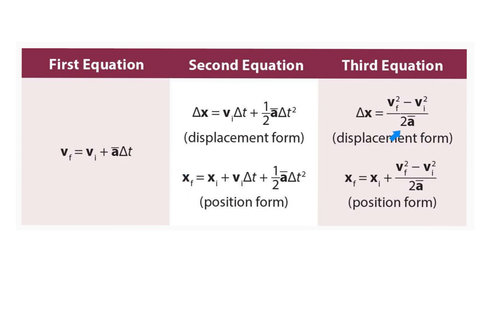The third one, the difference between the second and the third is I don't have time in the third. So I'm still trying to find displacement, but I have both of the velocities. I have the acceleration. I'm trying to find position, but I have both velocities, acceleration, and initial velocity, right? And so the only difference between second and third is what you've been given versus what you have to find, all right?